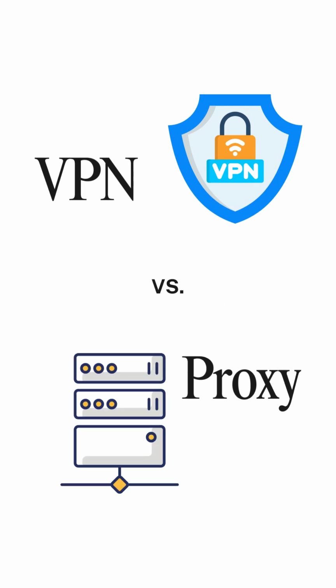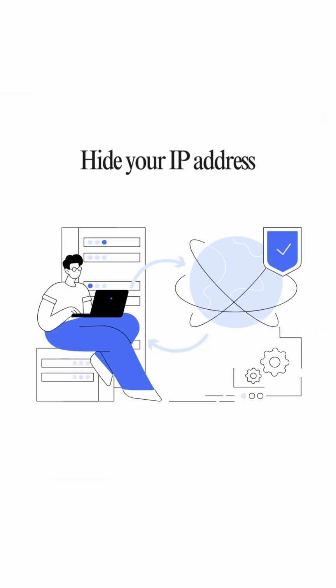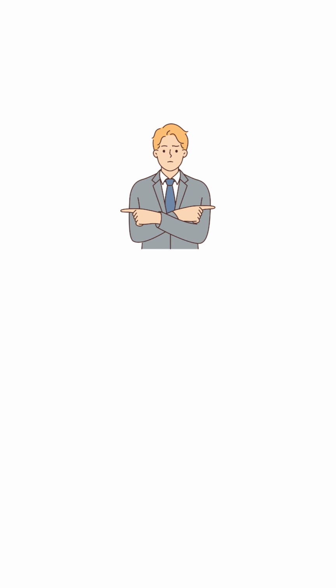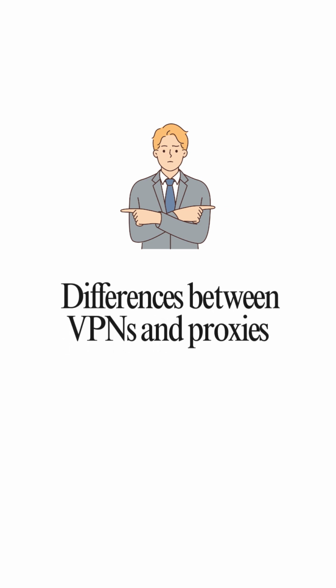VPNs and proxies, both are tools designed to enhance your online privacy. Both VPNs and proxies can hide your IP address, making it harder for websites to track your location and identity. This allows you to access geo-restricted content with ease. But what are the differences between VPNs and proxies?